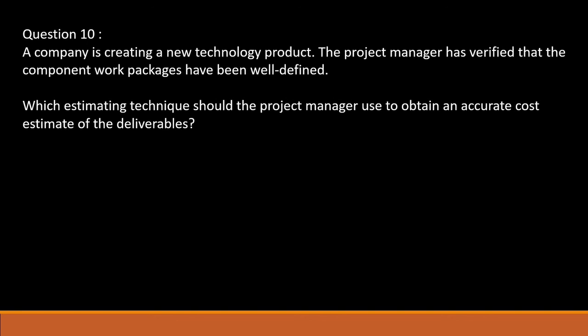A company is creating a new technology product. The PM has verified that the component work packages have been well defined. Which estimating technique should the PM use to obtain an accurate cost estimate of the deliverable? The options are A. Bottom-up, B. 3-point, C. Parametric, or D. Analogous.